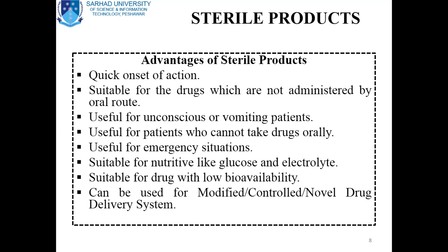If the patient is comatose or is not accepting oral administration of the drug, then the preferred dosage form is the injectable or sterile product. It is useful for an unconscious or vomiting patient. In the majority of cases, when patients are unconscious, the injectable is the preferred one. When the patient is vomiting or nauseated and oral intake is difficult, the preferred route is the injectable or parenteral route.